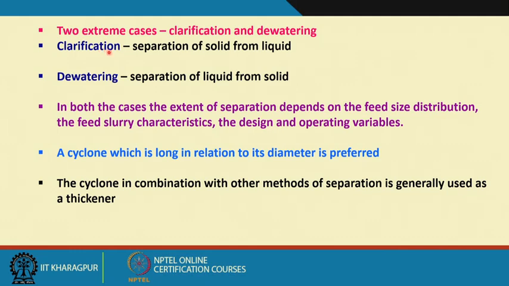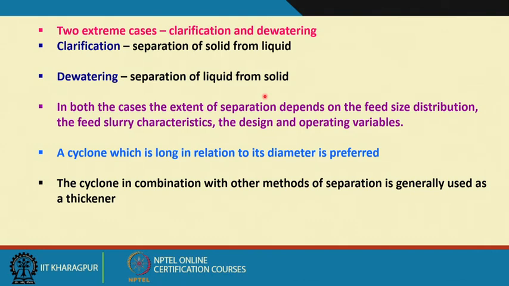Clarification means separation of solid from liquid. That means my target is to separate the solid from my liquid medium, mostly the liquid is water. Then we call it clarification. In the other case, we call it dewatering, where the separation is aimed more at the liquid than the solid. That is, I want to recycle that water, I want to get rid of that water from my pulp. That is where we use it.